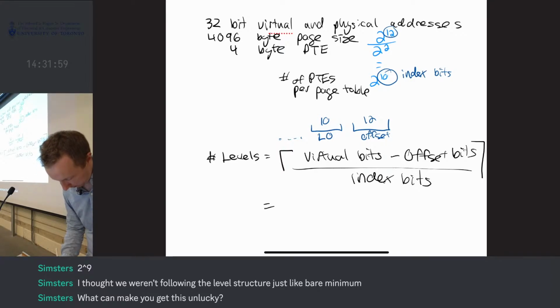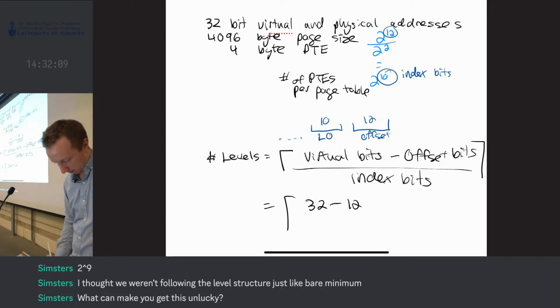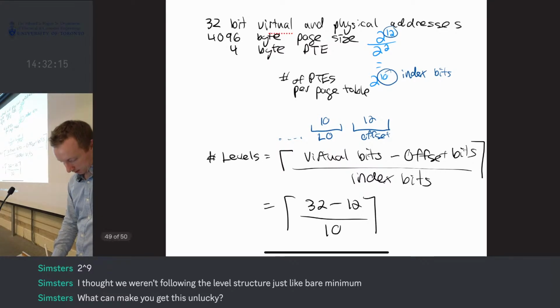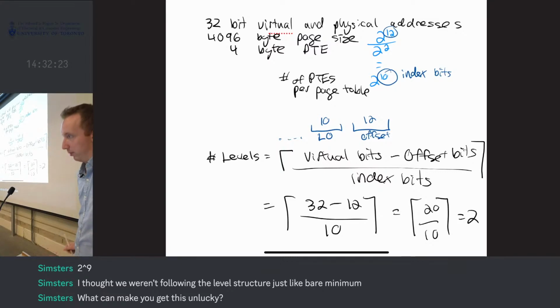So let's see, can we do some quick math? How many virtual bits do I have? 32. How many offset bits do I have? 12. How many index bits do I have? 10. So if I plug that all in there, it's 20, divide by 10, and then ceiling. Luckily, it's a nice even number, so we get 2. So we need 2 levels of page tables in this case.